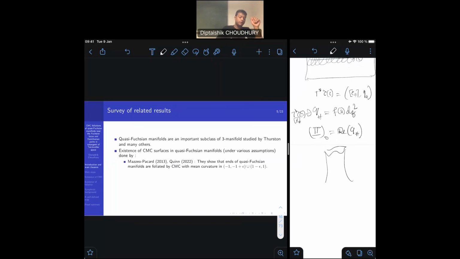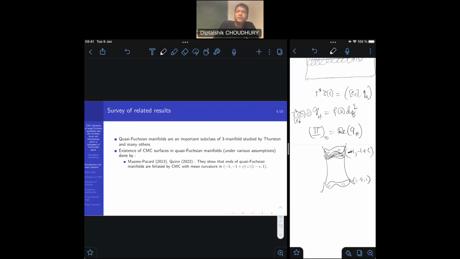So what do I mean by the ends of a quasi-Fuchsian manifold? I have the boundary at infinity, which would be a union of two disjoint copies of the surfaces, and I take an epsilon neighborhood around the boundary at infinity. What these two results show is that there is a neighborhood which contains a foliation by CMC-H surfaces for any quasi-Fuchsian manifold, but the values of H will be in -1 to -1 plus epsilon and 1 minus epsilon to 1.